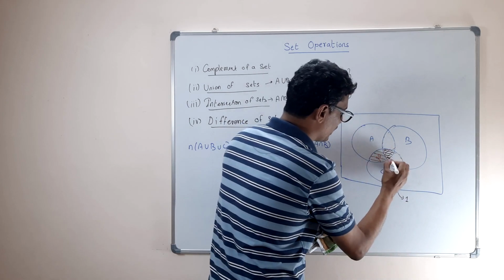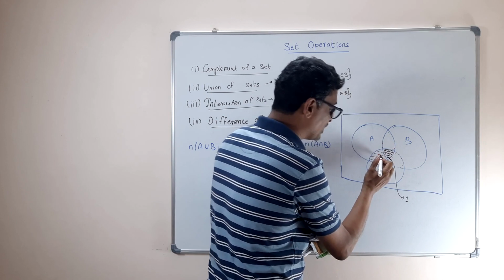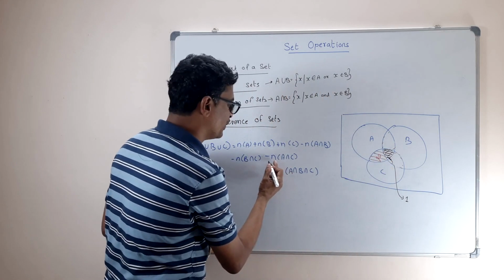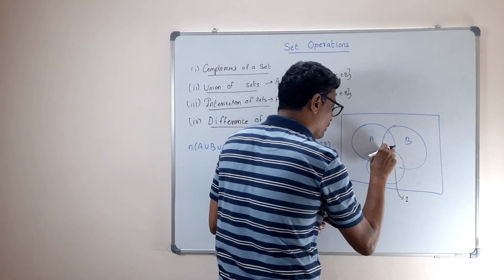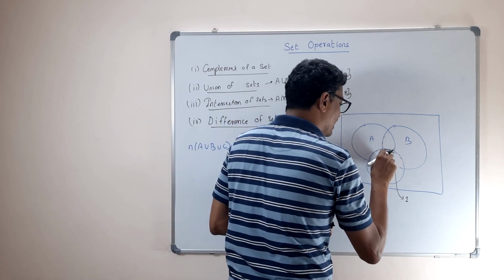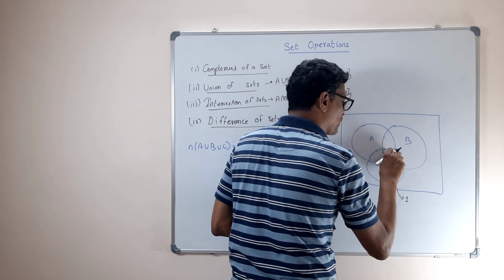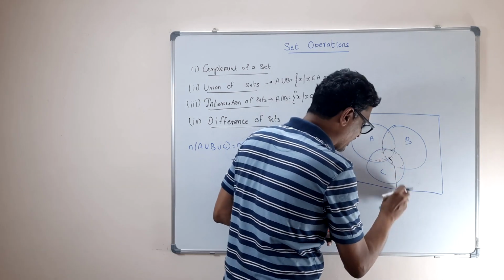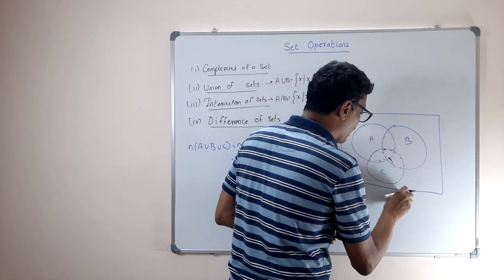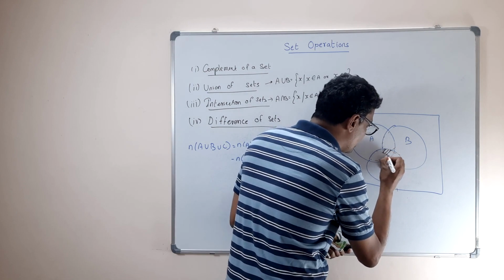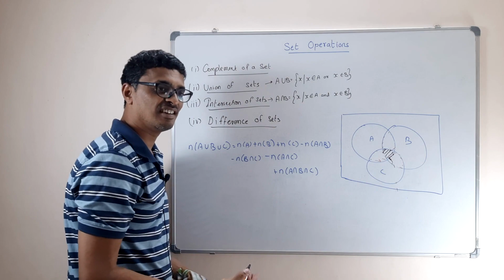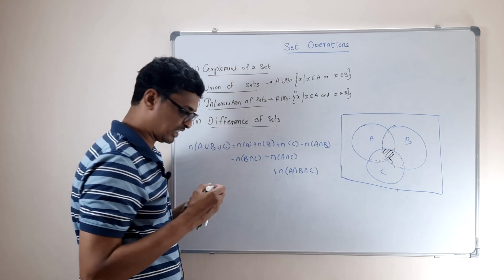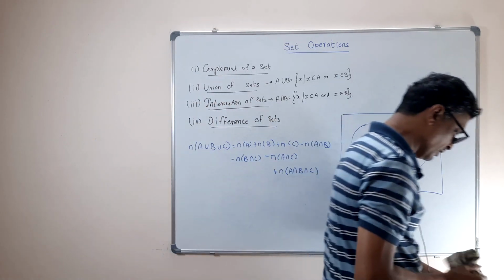So this portion is only 1 now. But this is 2. Now I have to subtract this portion also. So n of A intersection C, that is this portion I have counted. And along with it, I have missed this portion also, because I subtracted that portion also. So now I have to add up this portion. So this portion is nothing but A intersection B intersection C. So that's how we are getting this property. Clear?